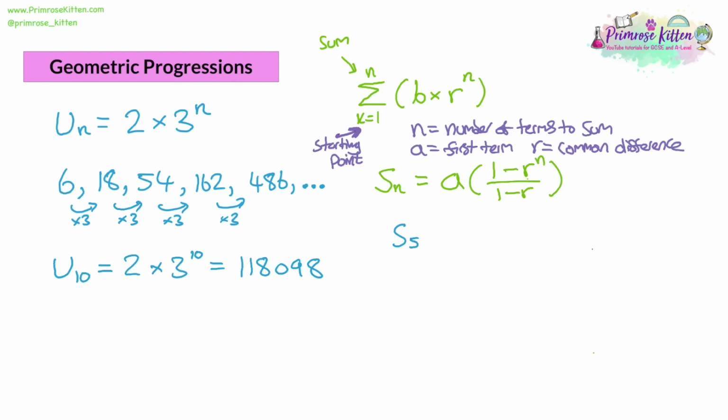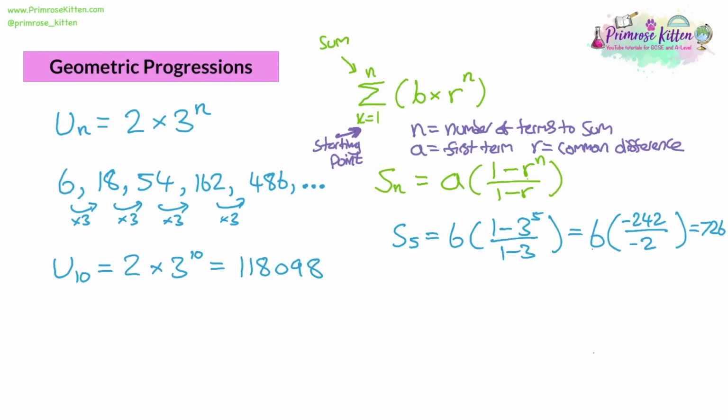So the sum of the first 5 terms: the first term is 6, we're multiplying by 1 minus the common ratio 3 to the power of the number of terms, which is 5. So let's work out the numerator and the denominator. 3 to the power of 5 is 243. So 1 take away that will give us negative 242. Then 1 minus 3 gives us negative 2. Negative 242 divided by negative 2 gives a positive 121. Then we multiply that by 6 for our answer, and we get 726.